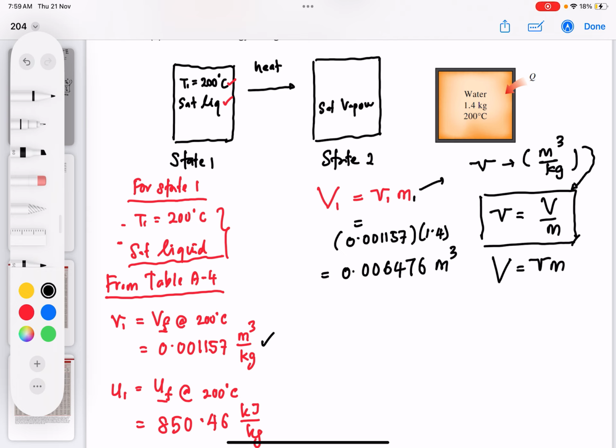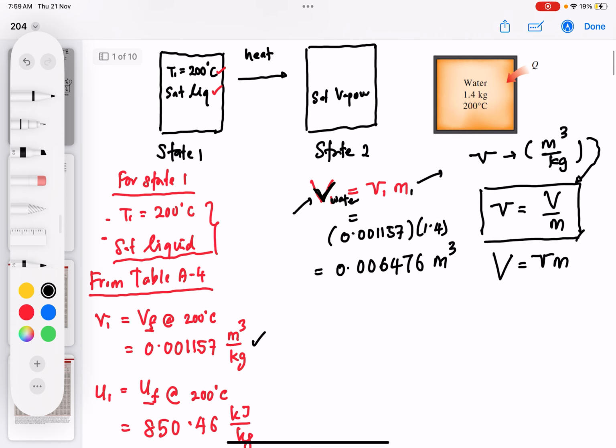So this one may be a little bit confusing, because this one was actually the volume by water. This one is just volume by water because they are talking about the mass of water multiplied by specific volume of water. Therefore, this one is going to be volume of water in tank 1.